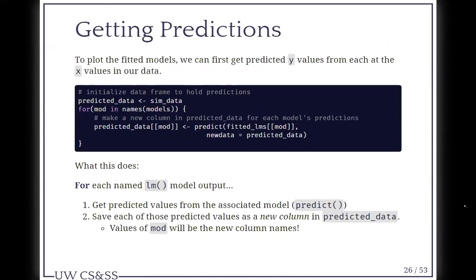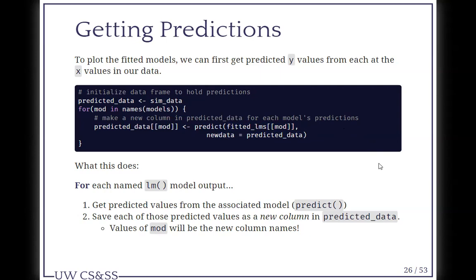Okay, to plot these fitted models, we can first get predicted y values from each at the x values in our data. So one way we can do this is give the predicted data our object, our simulated data. So way back when I was talking about Hank Aaron, that's sim data. So now we'll say for mod, so each of our models in names models, make a new column in predicted data for each of the model predictions. So predicted data is now going to be assigned mod, and it will predict from each of the models that is in our list that we made last slide. And our new data is going to be predicted data.